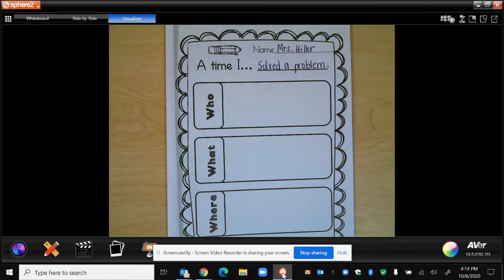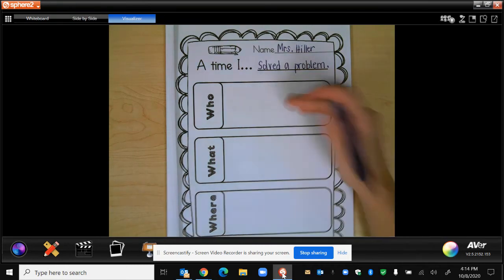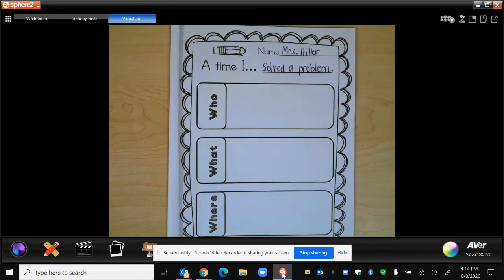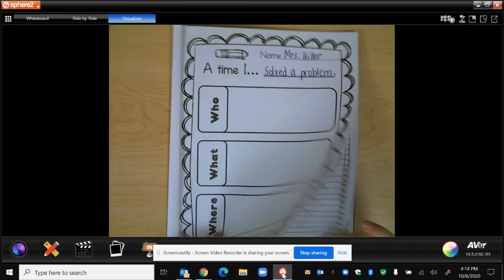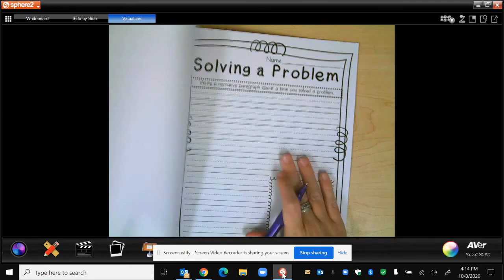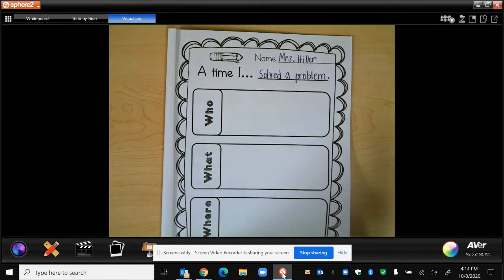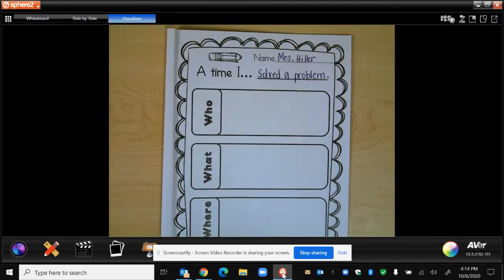Okay, so now that everyone has an idea of a time they solved a problem, we are going to fill in this organizer to help us start our story. This is all we're going to do today, work on this organizer. Now remember that eventually we are going to move into the final copy, which will be this page. But as we do our organizer and our rough draft, it is okay to have spelling mistakes. We're sounding out and we're doing our best second grade work at first. Then we'll work on fixing it later, okay?